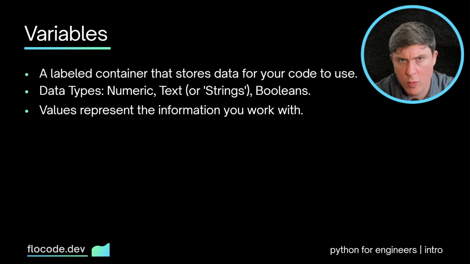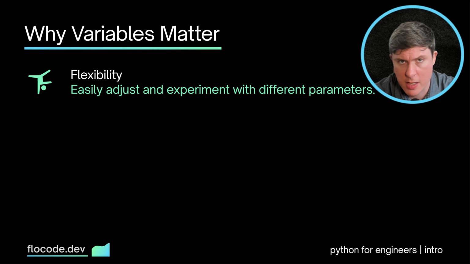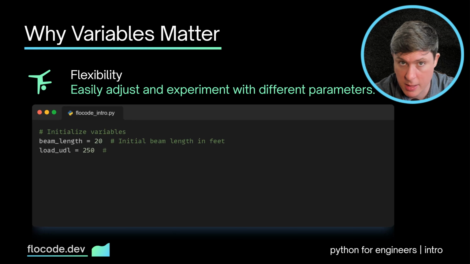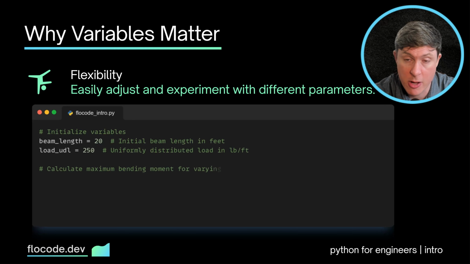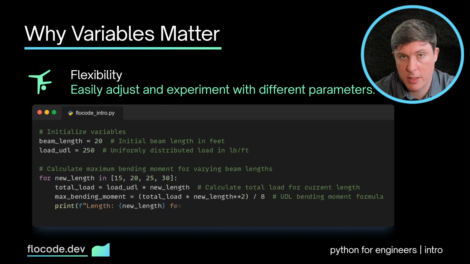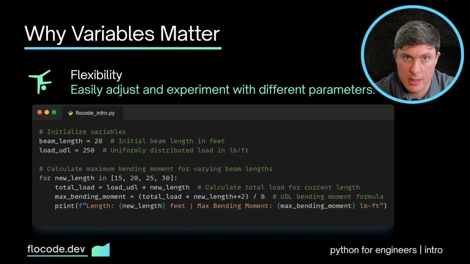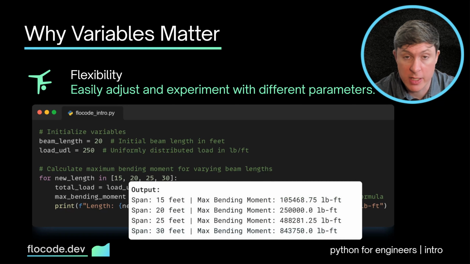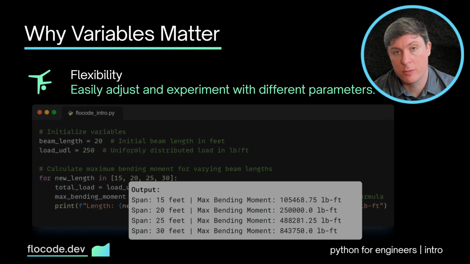So why do variables matter? Well, first off, flexibility. They allow us to easily adjust and experiment with different parameters. If you need to analyze multiple beam spans, you just update the beam length variable and rerun your calcs. Or even better, you can assign the variable beam length to a list of beams with different lengths or a database of beams and their associated properties. So as you can imagine, variables can become these fractal pieces of data which can hold one value or many values or even a huge table of values. We'll talk about that later.